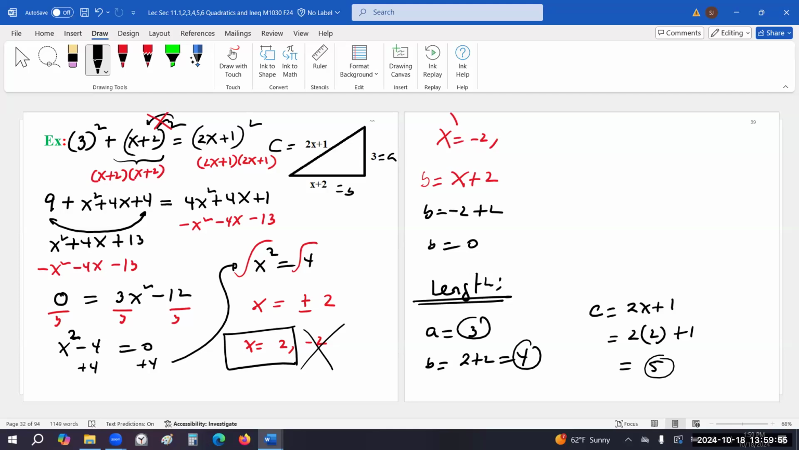By substituting x in all sides, this 2 is the only answer we accept. Negative 2, we don't accept. Next question. So our a is 3, b is x plus 2. So we have 2 plus 2, which is 4 inches. Then c says 2x plus 1. So it's 2 times 2 plus 1, that gives us 5 inches.